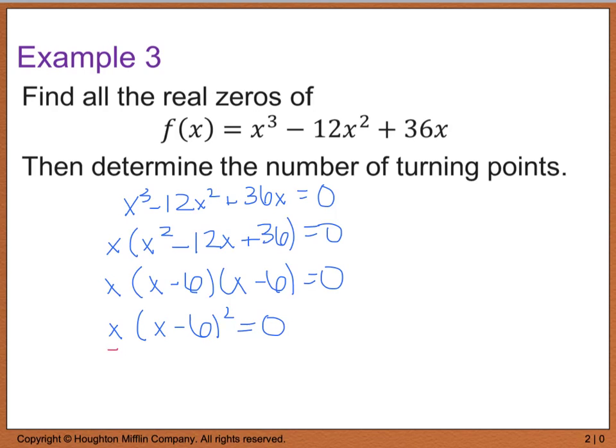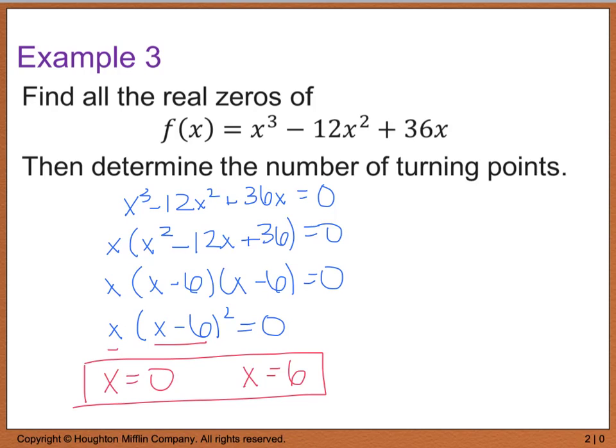Now if I take each factor and set it equal to 0, I end up with x equals 0 and x equals 6. So these are my two x-intercepts, or my two solutions. Now to find the number of turning points, I'm going to look at my largest exponent, which is 3. I'm going to subtract 1, and I get 2. So at most, on this graph, I can have 2 turning points, and I have at most 3 zeros, but I just calculated my real zeros to be 0 and 6.